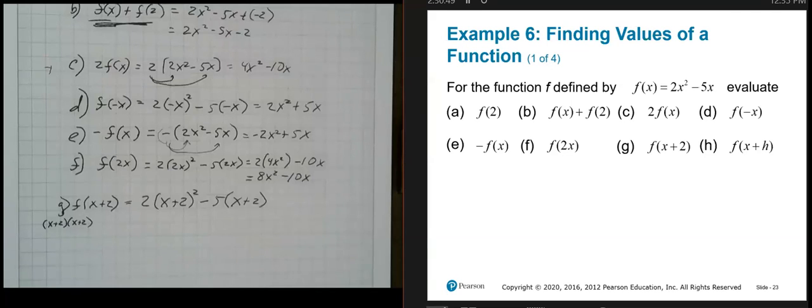What happens when I square 3? 3 squared, what am I doing with the 3? 3 multiplies by itself: 3 times 3. So when I square the expression x plus 2, that means I'm multiplying x plus 2 times x plus 2.